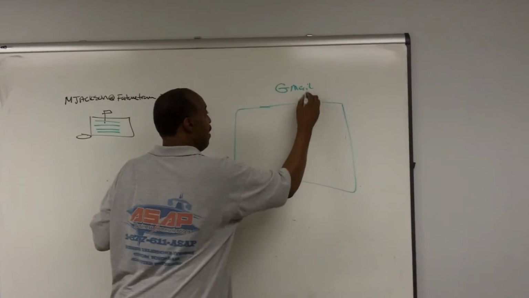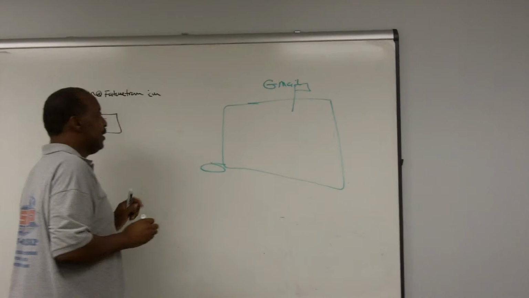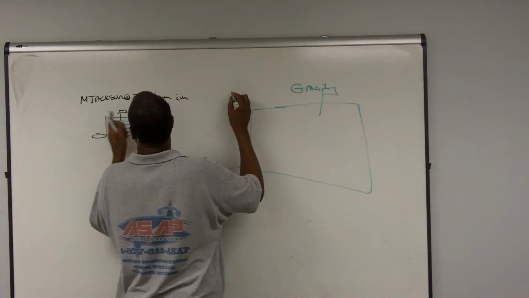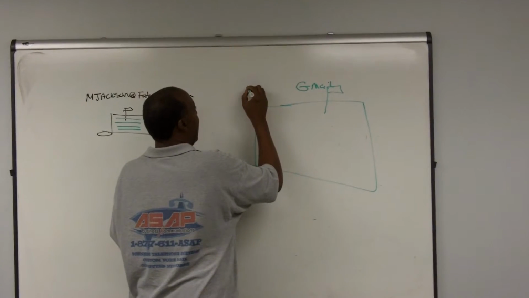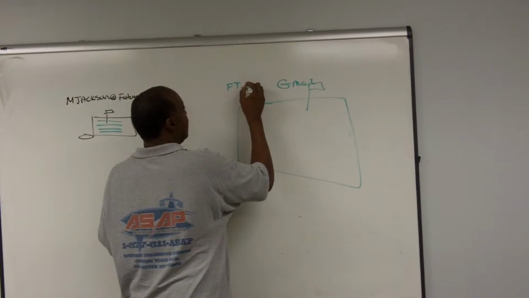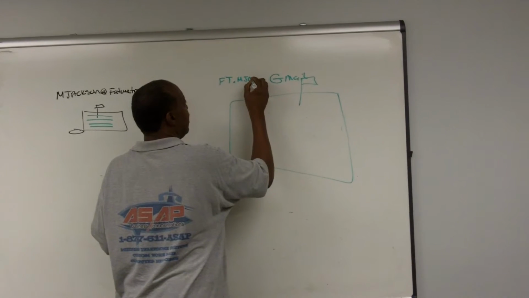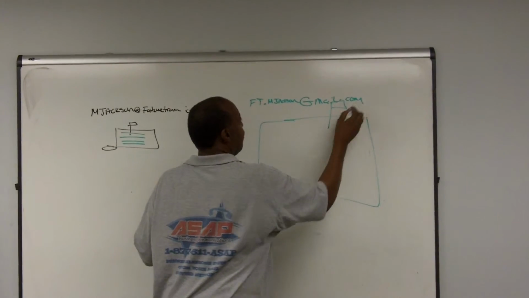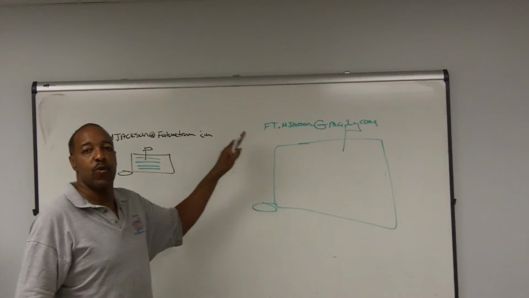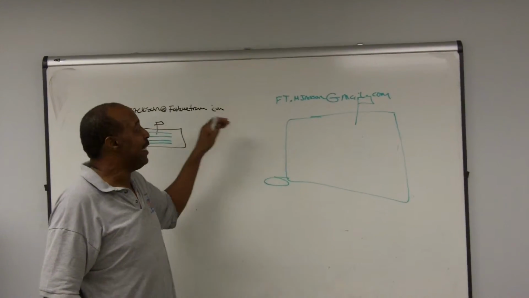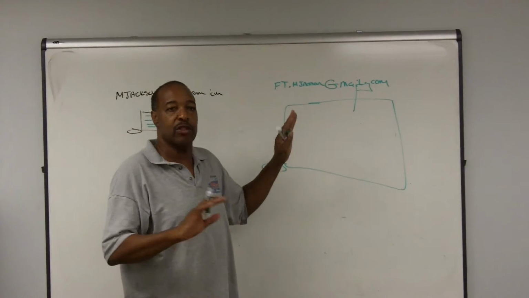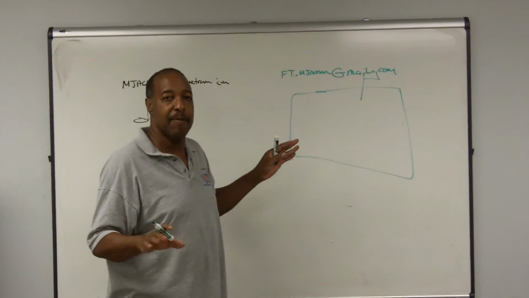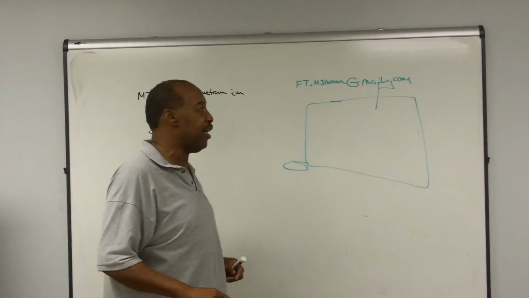So what we're doing with the Gmail mailbox is we've given you the email address. If your name is Michael Jackson, it would be ft.mjackson@gmail.com. So the only reason you would need that email address is to log into your Gmail. That's it. You're not going to be giving that email address out to anybody. You won't be sending from that email, just to log in to check your email.